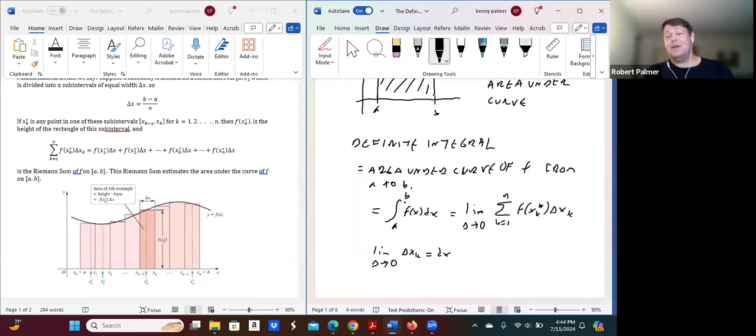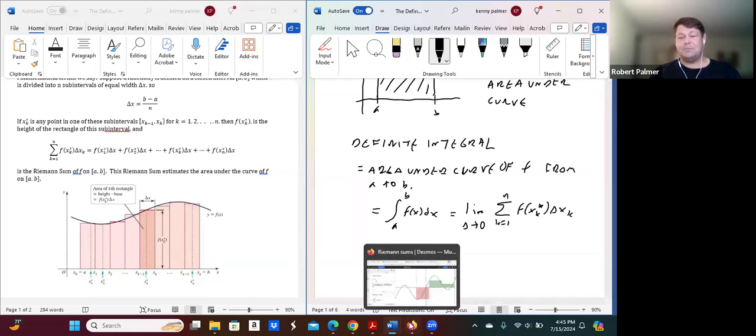Definite because I have these bounds, so I have a specific area. Indefinite just means you're essentially finding the antiderivative. And we'll see in a future video how the antiderivative and the definite integral are related, and they are. In fact, that's one of the most important parts of calculus, but not today. A definite integral is where I have bounds. I'm looking at a specific interval from a to b.